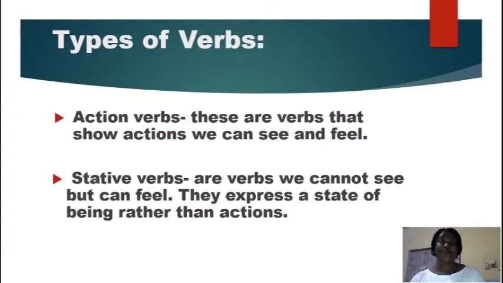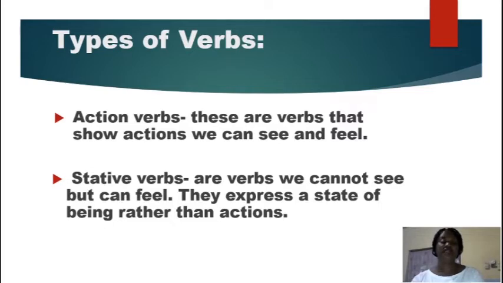Types of verbs. Yes, we have various types of verbs, but for the purpose of this lesson, we'll be learning just two types of it. The first one is action verbs. These are verbs that show actions we can see and feel.